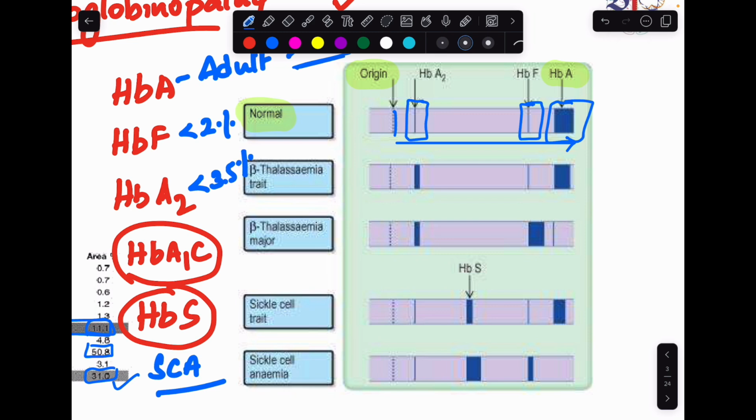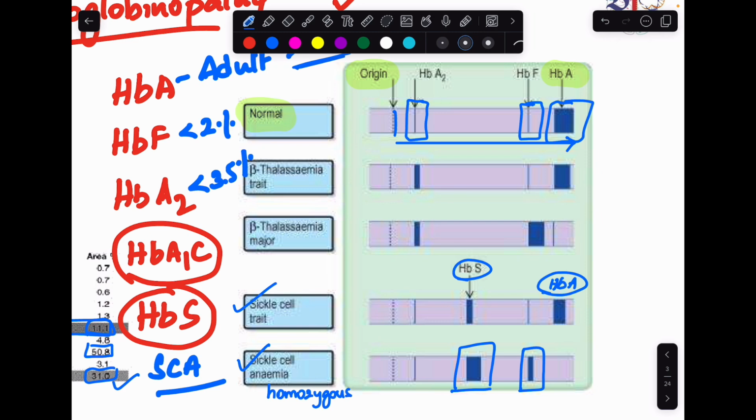Now in sickle cell trait, what do you see? I told you, you find both HbA as well as HbS. So they will have minor symptoms compared to sickle cell anemia, which is a homozygous condition in which there will be excess of HbS only. And also you will have more of HbF, fetal hemoglobin. All right, so this is the sickle cell trait and anemia picture that you should understand.